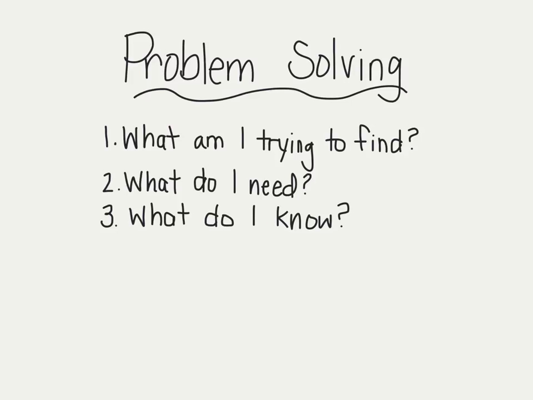Once you've figured out the what and the how, you need to know what else is given to you. So what do I know? What information do I have that I could use to get to my answer? Do you have a graph? Okay, how can I use the graph to get to my answer? Do you have an equation? How can I use the equation to get to my answer? Or a table, or an initial condition?